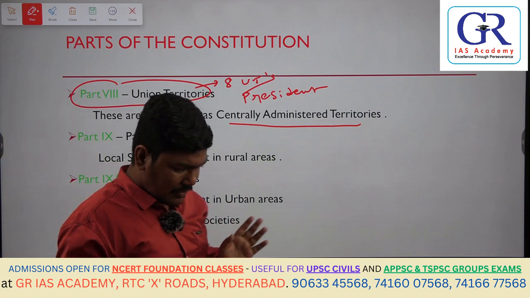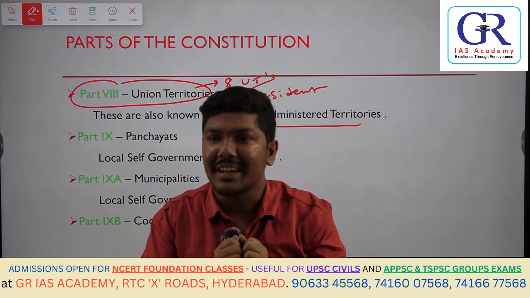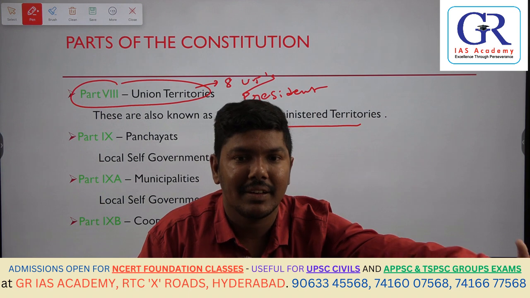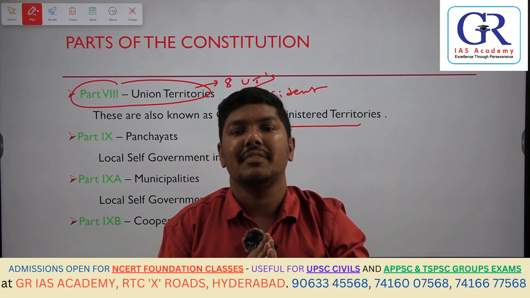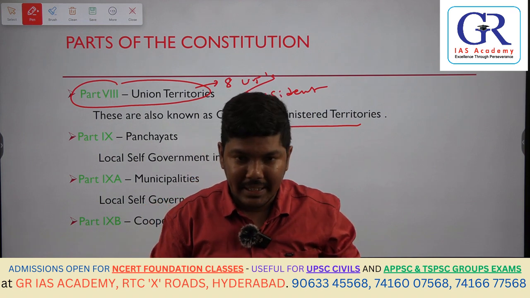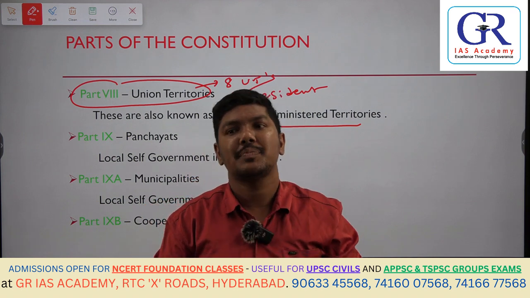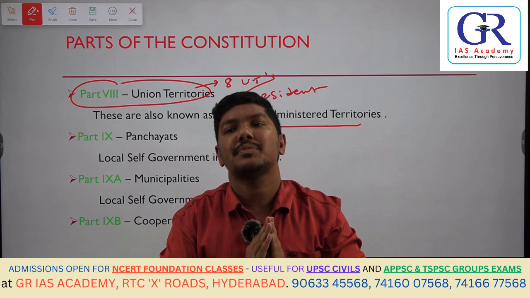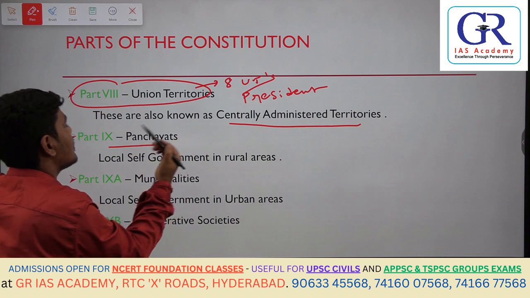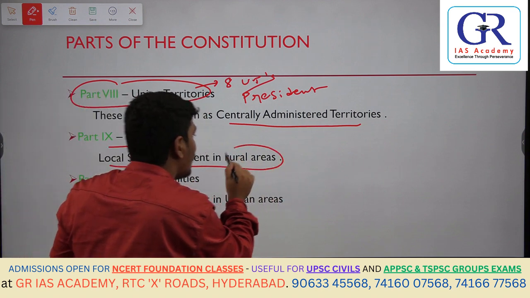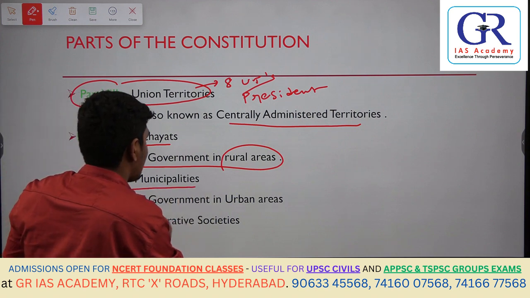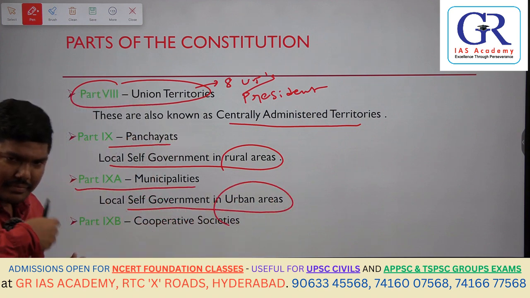Then something called local self-government has been brought up. We have seen the central level, we have seen the state level, now it is time to see the local level. To give this constitutional status, the 73rd Constitutional Amendment Act 1992 has been brought up, and constitutional status has been given to panchayats. A new part has been added called panchayats, the local self-government in the rural areas. And similarly, part 9A, municipalities in the urban areas.